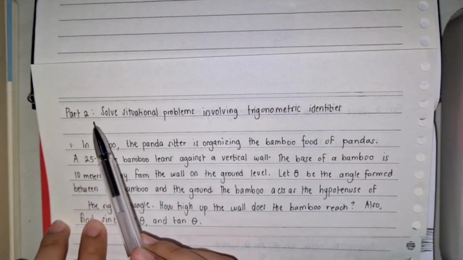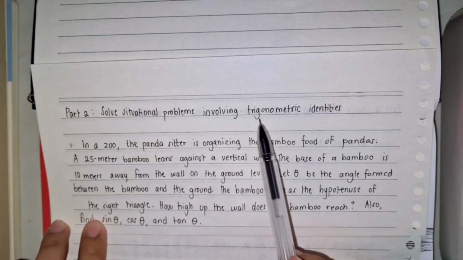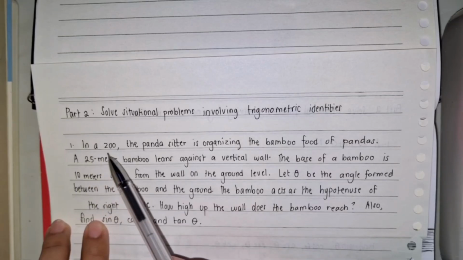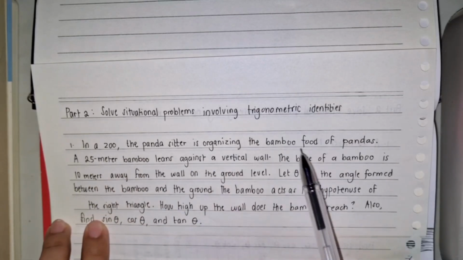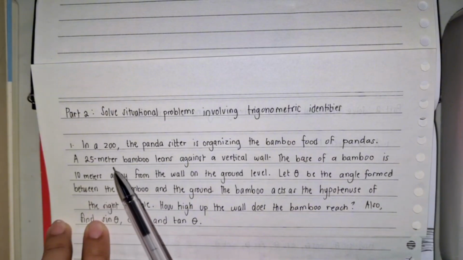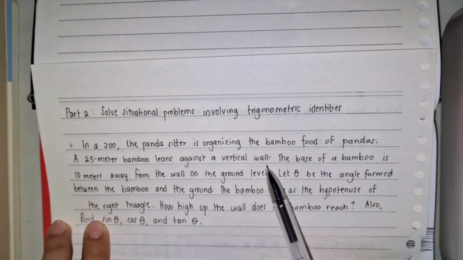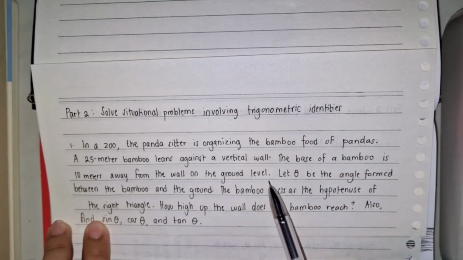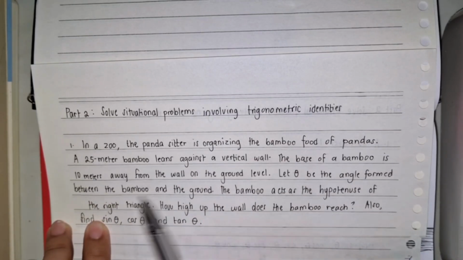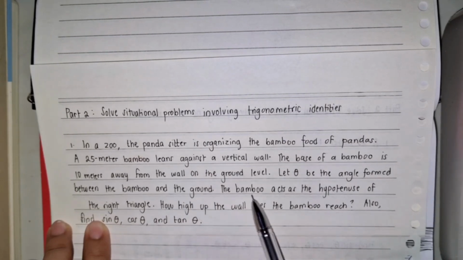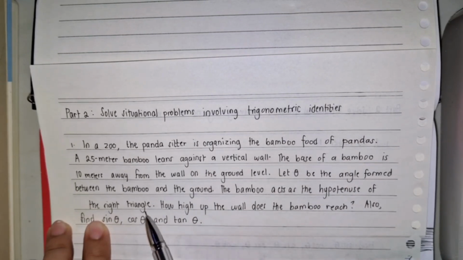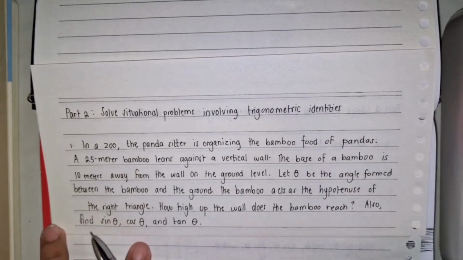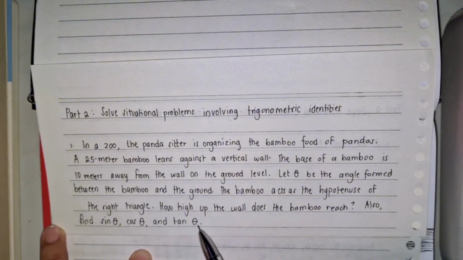Now for part 2, we'll have to solve situational problems involving trigonometric identities. So for the first problem, in a zoo, the panda sitter is organizing the bamboo food of pandas. A 25-meter bamboo leans against a vertical wall. The base of the bamboo is 10 meters away from the wall on the ground level. Let theta be the angle formed between the bamboo and the ground. The bamboo acts as the hypotenuse of the right triangle. How high up the wall does the bamboo reach? Also, find sine theta, cos theta, and tan theta.